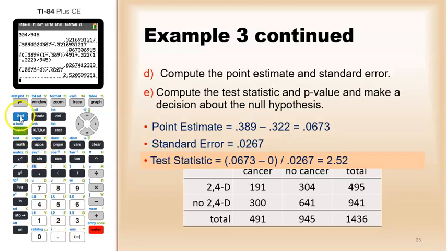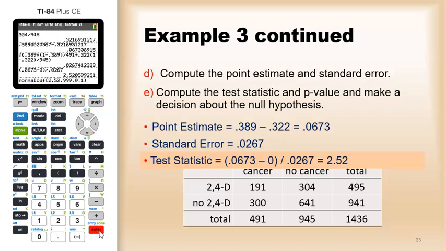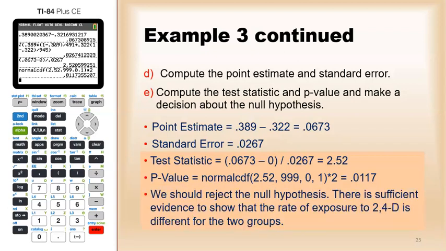For the p-value, I choose a normal CDF, and then 2.52 for the lower bound. Everything else, the upper bound 999, mean mu is 0, standard deviation 1, paste, times 2, and I get 0.0117. Now, this is less than 5%, so this would be a case where I would reject the null hypothesis. So we should reject the null hypothesis. There is sufficient evidence to show that the rate of exposure to 2,4-D is different for the two groups.